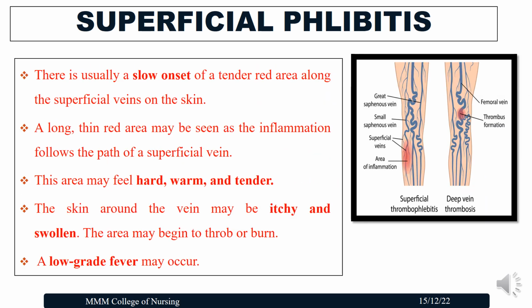Superficial phlebitis is usually of slow onset, with a tender red area along the superficial veins on the skin. A long thin red area may be seen as the inflammation which follows the path of a superficial vein. If we palpate this area, we can feel it as a hard, warm and tender area. The skin around the vein may be itchy and swollen. The area may begin to throb or burn. Also the patient will manifest a low-grade fever.